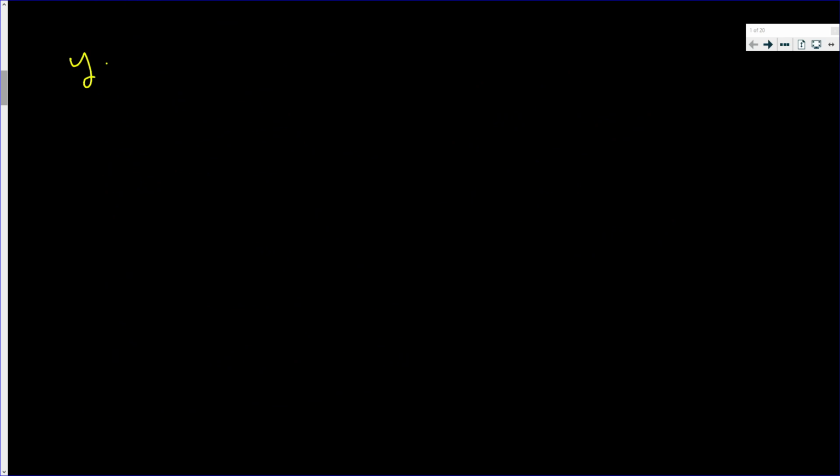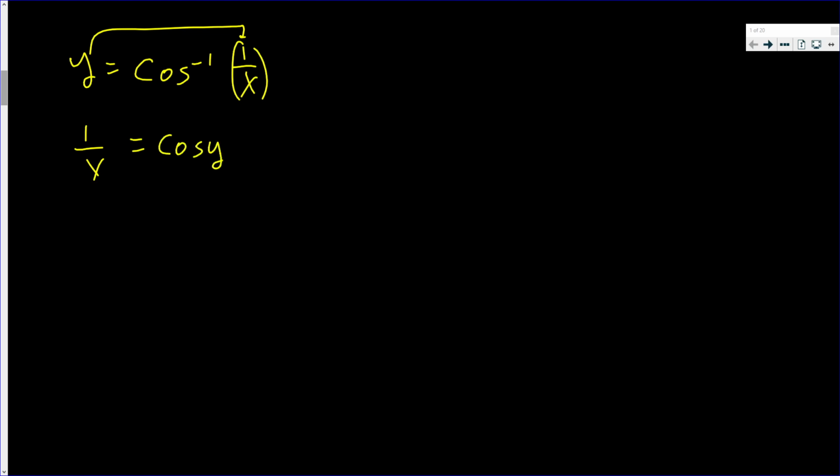If you're told that y is equal to the cosine inverse of 1 over x, and you want the derivative with respect to x, interchange the arguments. 1 over x is cosine of y. And remember that 1 over x is x to the negative 1. So the derivative is, bring down the negative 1, make the new power 1 less. So it's negative 1 over x squared.